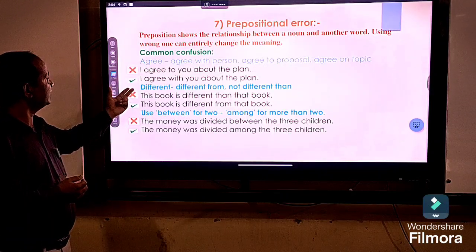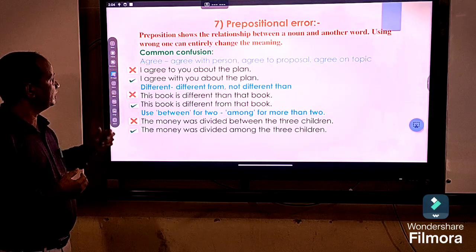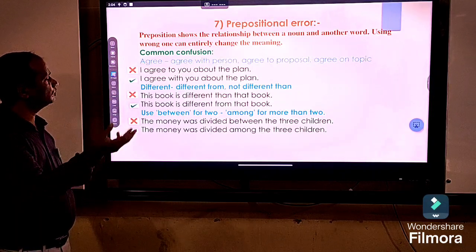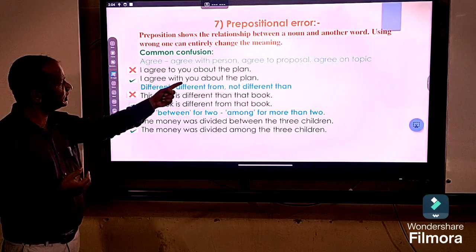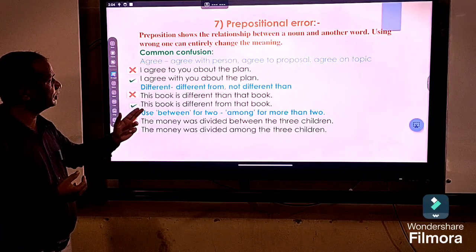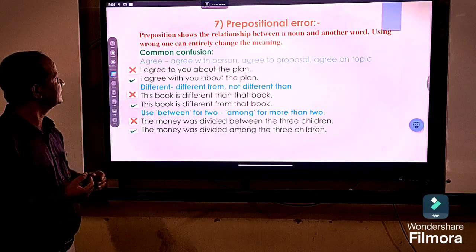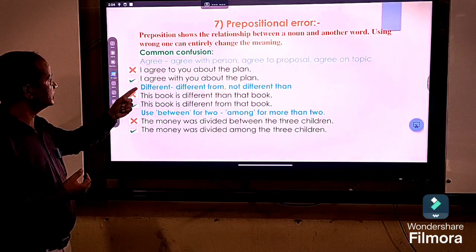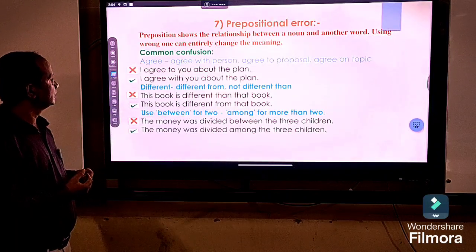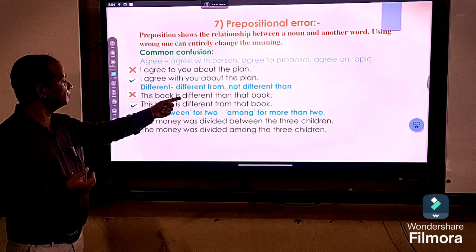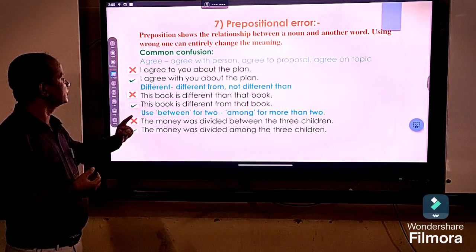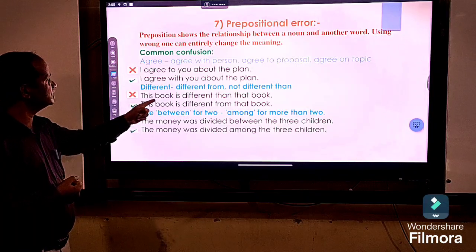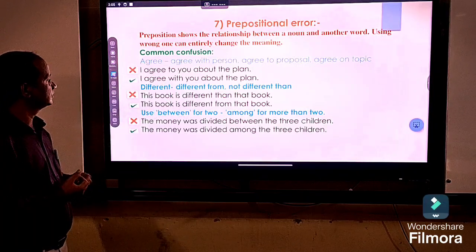Then the second thing is different. When we are using different in a positive sense we have to say different from, and in a negative sense we have to say not different than. This book is different than that book. Here we are using different in a positive sense, so after different we have to use from. So the correct statement will be: this book is different from that book.